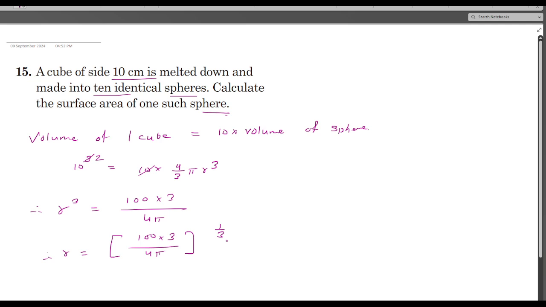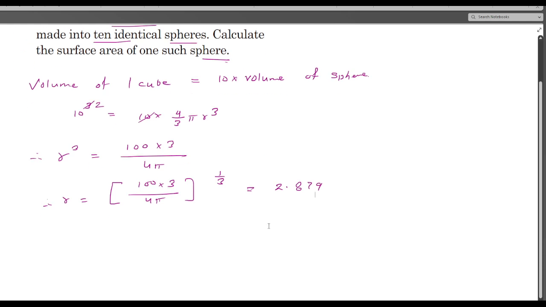So it's 300 divided by 4 times pi, and the whole power 1 by 3. So your radius here is 2.879. No need to keep it to 3 significant figures here, because we have to find the surface area.